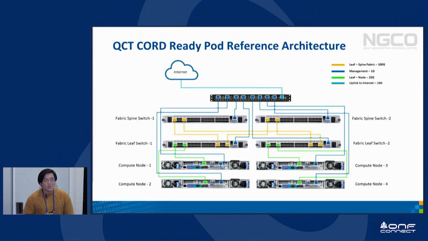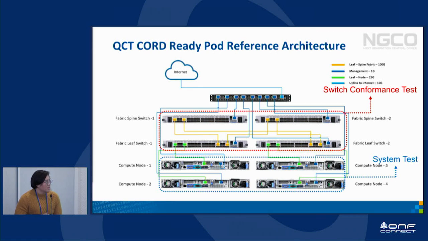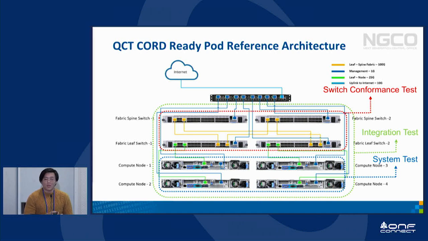Okay, here is the reference architecture of our QCT CORD Ready Path. There are 5 switches and 4 servers: 1 switch for management, 4 switches for the CORD fabric, and 4 servers for providing the computing resource. Briefly, we will use 3 tests to do the validation in this environment. The first is the switch conformance test, which is used to test the physical switch. The second is the system test, which will test the status of core services. And the third one is the integration test, to test the status of the overall environment.